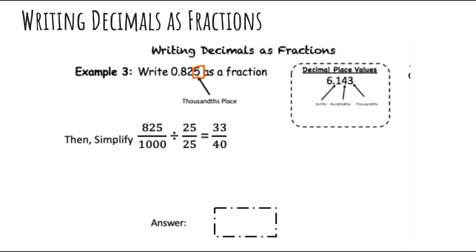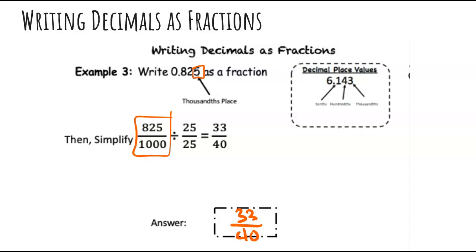So I want to take this number, 825, and place it over 1,000. And then my goal there is just to simplify. 25 goes into both of them. So I do 825 divided by 25, which is 33. 1,000 divided by 25, which is 40. And that tells me that my simplified fraction, 0.825, is 33 over 40.